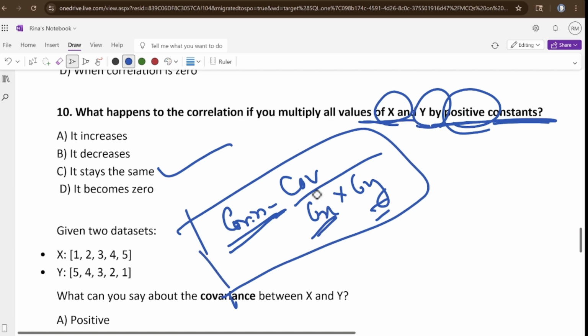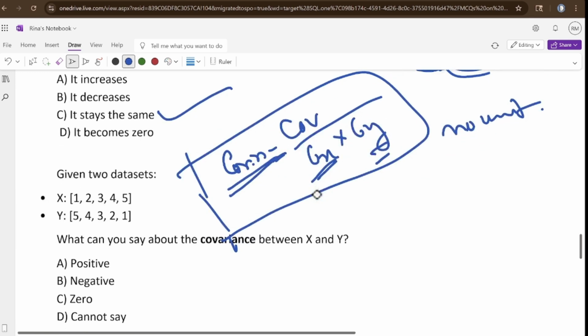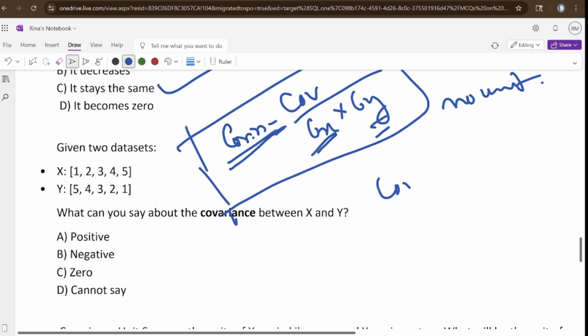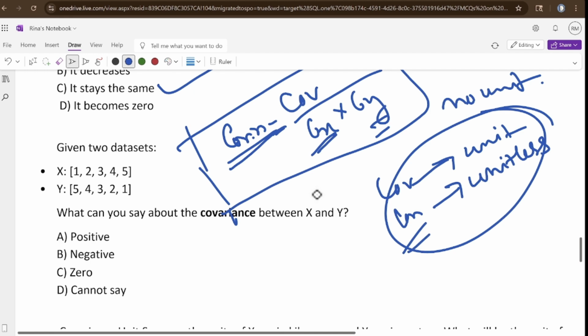See that here there is no unit. That is the main difference between covariance and correlation. Covariance has a unit, correlation is unitless. That is also one advantage of correlation.